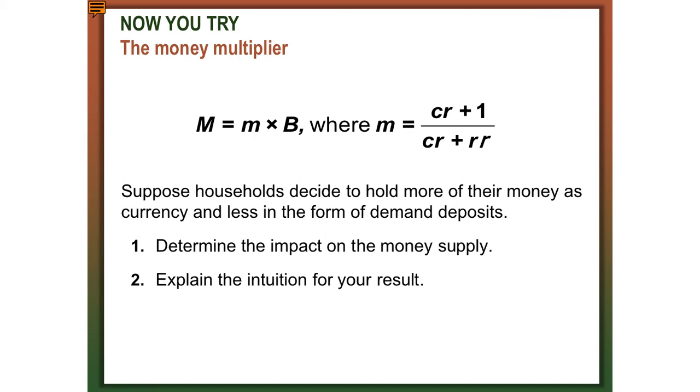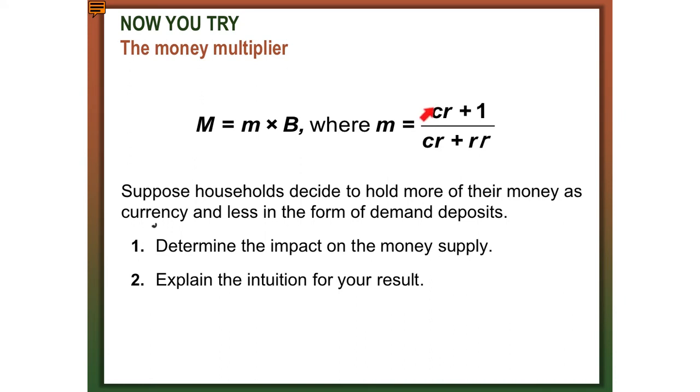So suppose that something changes household behavior. Let's say they decide they want to hold more of their money as currency. This might happen if all of a sudden households start trusting banks less. If they're concerned banks might go bankrupt, think 2008, 2009, they might want to start holding more currency instead of depositing their money at banks. So how would that change the value of the money multiplier? Well, if households are holding more currency, what that means is this currency deposit ratio is going to be increasing.